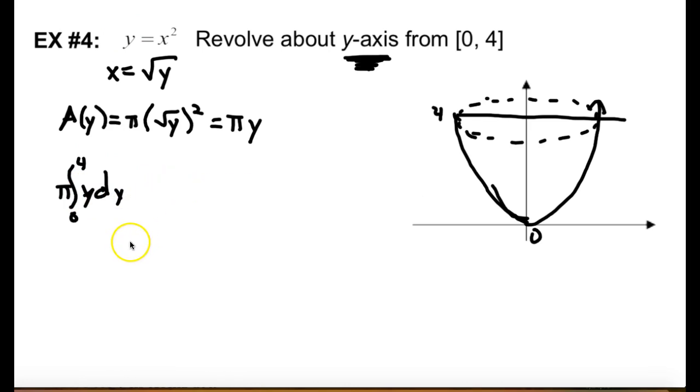So the process is exactly the same as the last problem. We don't need to work it out again. We know that we're going to get 8 pi. Okay, so the key is just figuring out what the radius will be. In this case, we said the radius was this distance from the curve to the y-axis. Okay, so all we're doing is saying the radius of our cross section, which is our circle, is the function itself. So we'd have pi times the function squared.